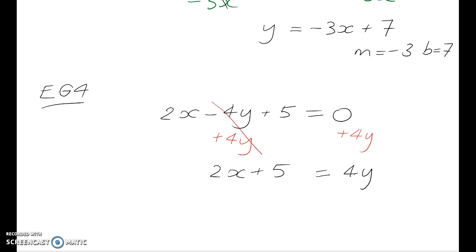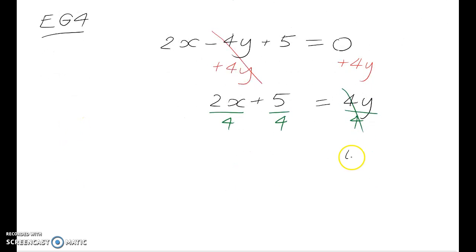So what's the opposite of timesing y by 4 is dividing y by 4. So now I'm going to divide both sides by 4. So let's do it. So that's good. That's now gone. And that's left me with just y by itself equals, well, look at this here. See that 2 on 4? That's the same thing as a half, isn't it? So that's a half x plus 5 on 4.